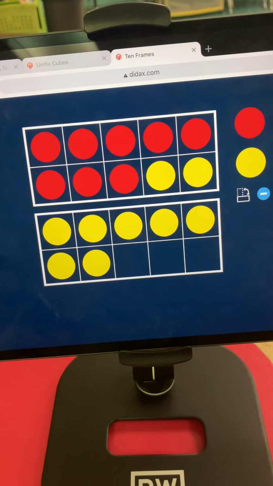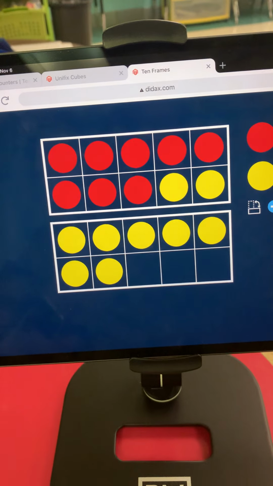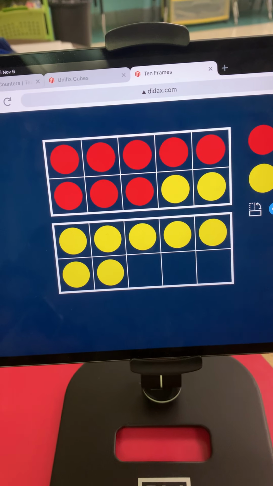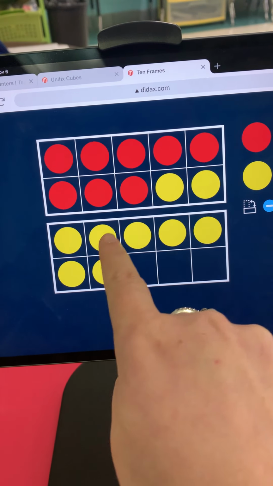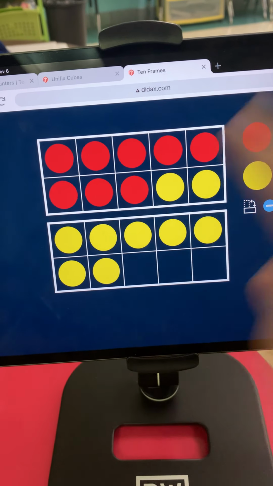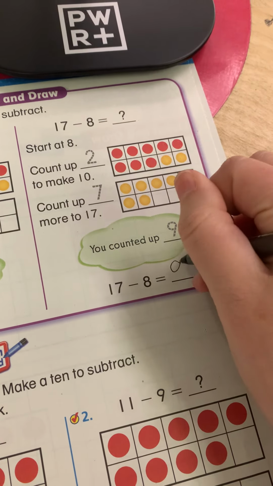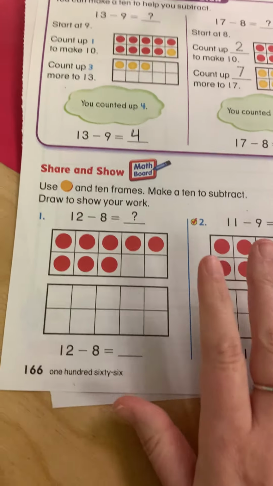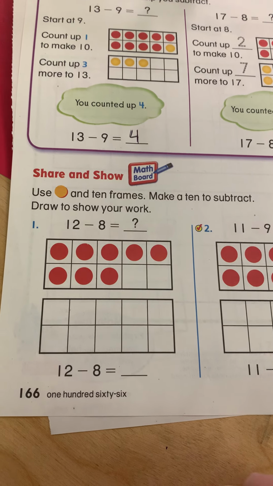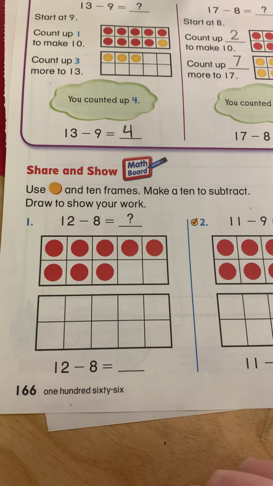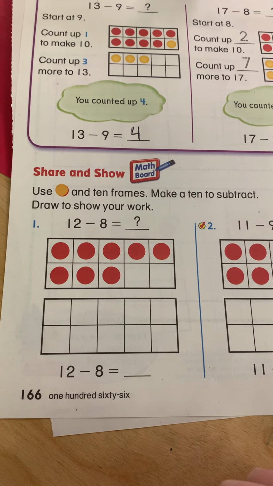Okay? Then go back and count. How many did you have to count up? How many yellow did you have? 1, 2, 3, 4, 5, 6, 7, 8, 9. So that tells us that 17 minus 8 is 9. Okay, let's look at number 1. Use counters in 10 frames. Make a 10 to subtract. Draw to show your work.